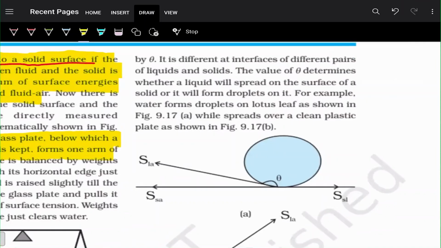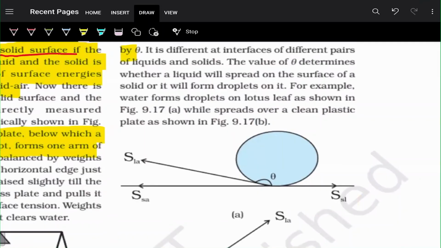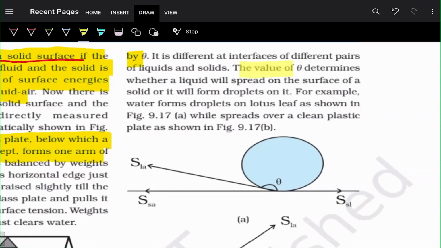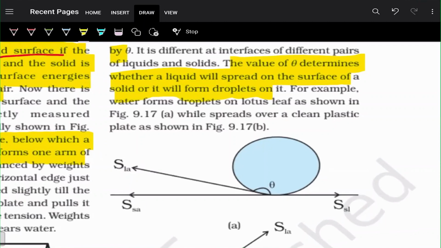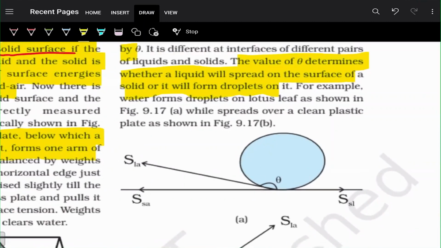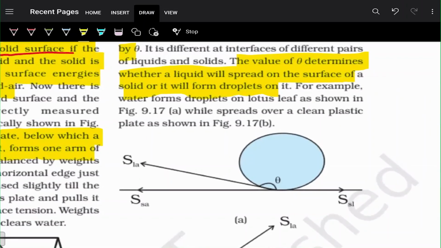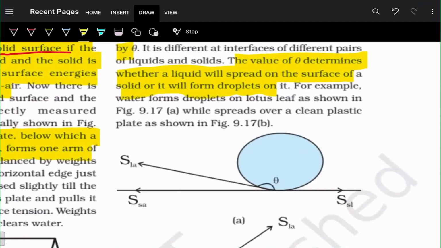It is different at interfaces of different pairs of liquid and solid. That is, when the liquid and solid pair changes, the angle of contact changes. The value of theta, the value of angle of contact determines whether a liquid will spread on the surface of a solid or it will form droplets on it. Simple.